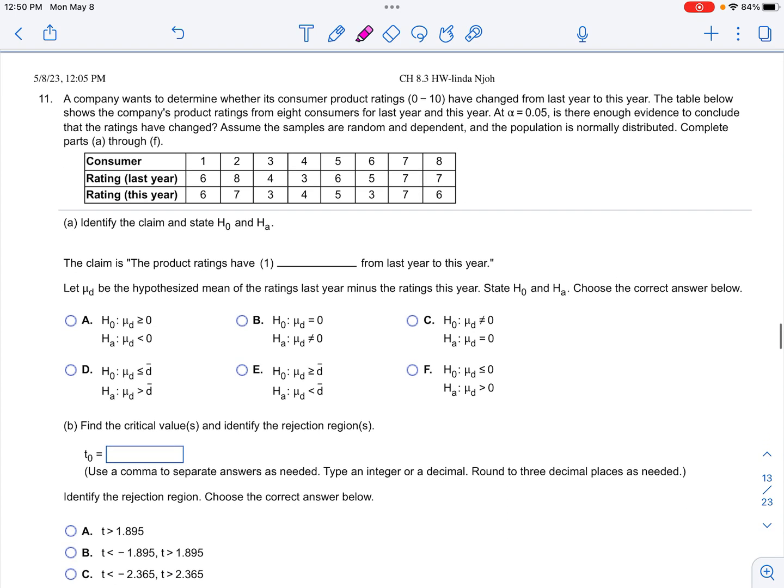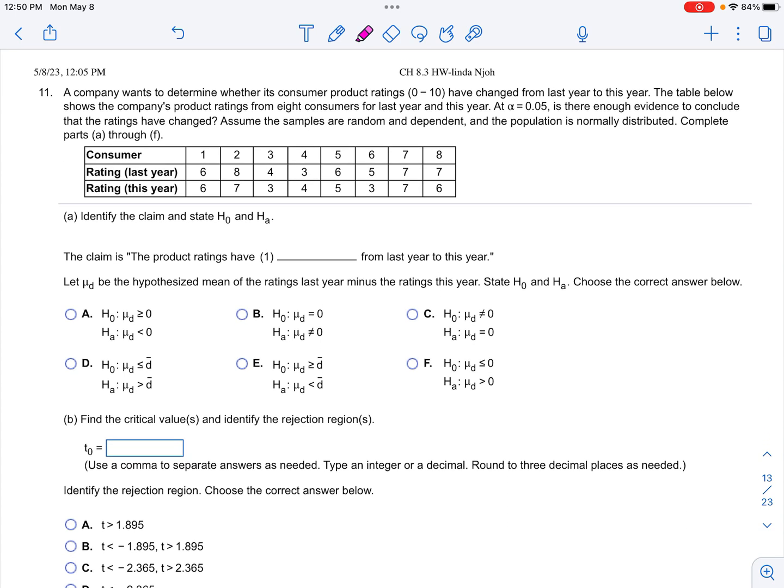Okay. Now this is a two-tail test. I'll do this one. Now 11, it says a company wants to determine whether its consumer product ratings, 0 to 10, have changed from last year to this year. So what we have here is mu D different than 0. This is your claim. This is a two-tail test. The null is mu D equal to 0.